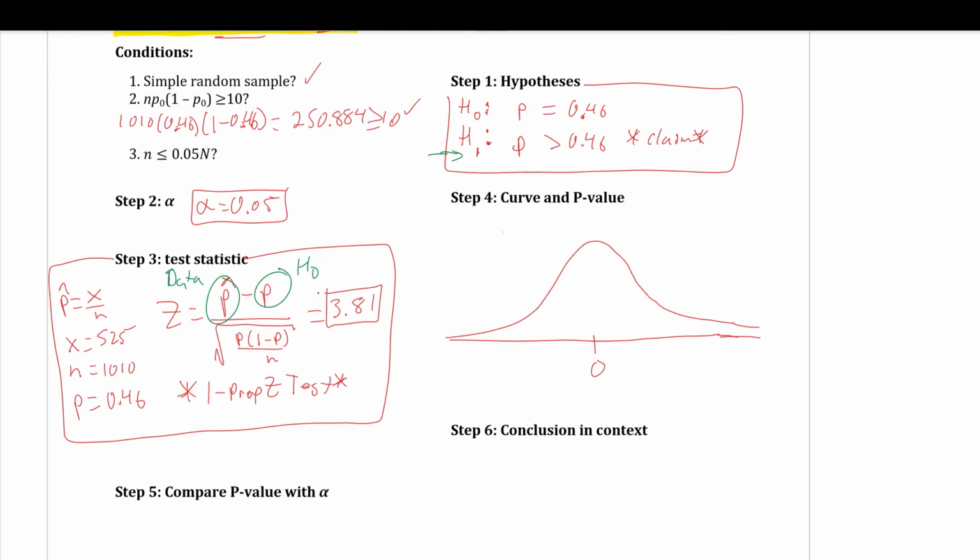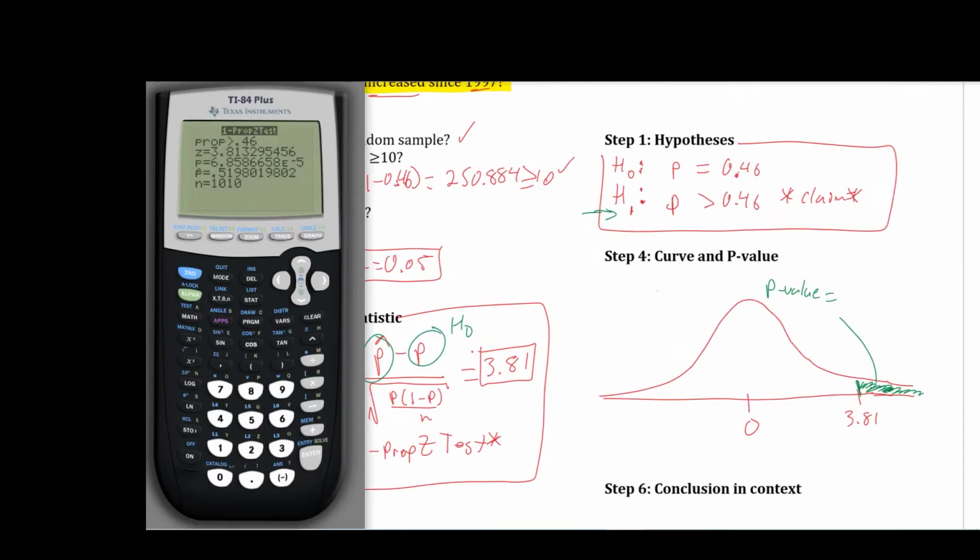So we first have to label the test stat that we just found in step 3. So here's 0. Where's the test stat? 3.81. This seems to be way out here. And the fact that we have a right tail test means that we're going to shade to the right. And what is the area of that shaded region? Well, that is the p-value. And what's the p-value equal to? Well, if we go back to the calculator again, we have 6.859, if I round, times 10 to the negative 5.